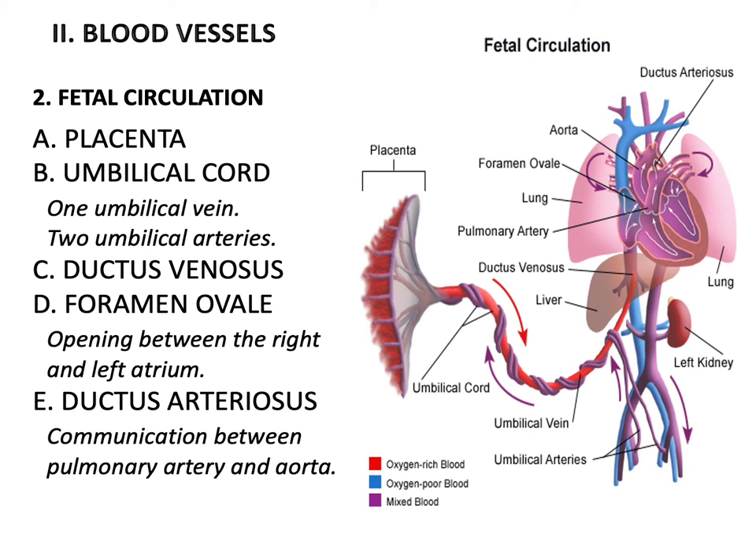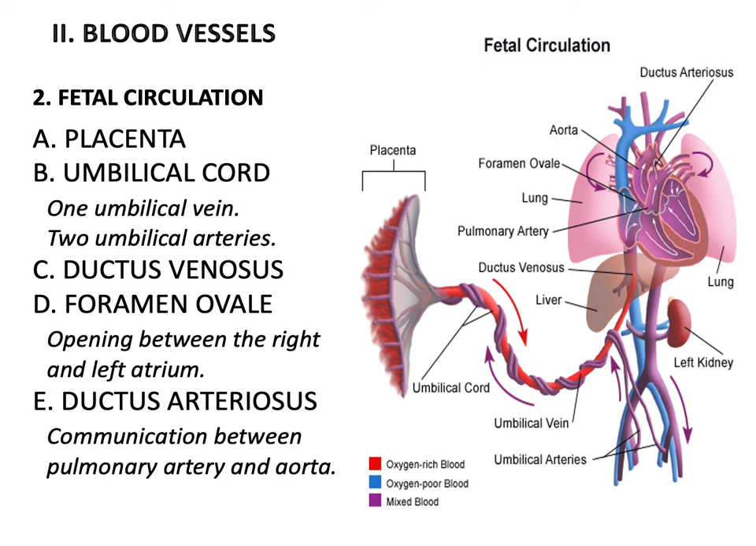Now, in the photo, you will also see the ductus venosus. The ductus venosus connects the umbilical vein to the inferior vena cava of the heart of the baby. Kaya vena cava pa lang ng baby may oxygenated blood na, which is very different from that of an adult. Tayo, wala tayong oxygenated blood sa vena cava. All are unoxygenated. There are other two important structures sa fetal heart. Yun yung foramen ovale and ductus arteriosus.